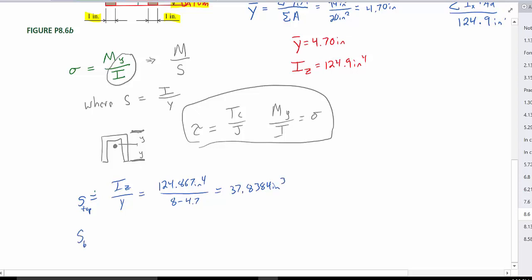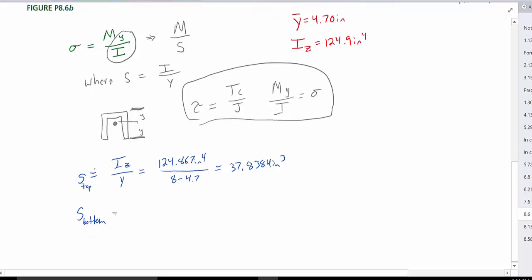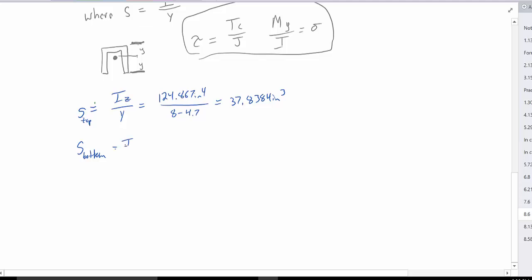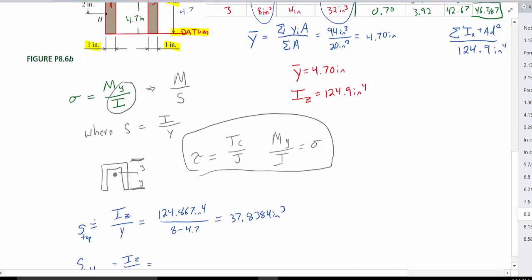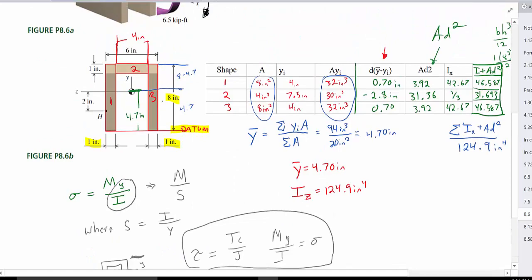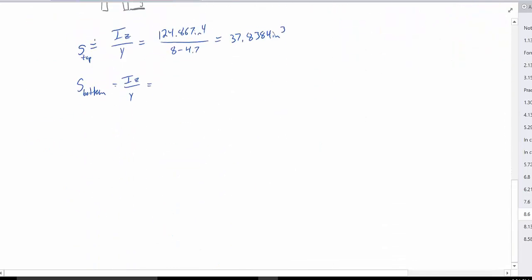And so S bottom then equals the same I sub z divided by y, but this is going to be the distance from the centroid to the bottom of the member, right? So 4.7. So 124.867 inches to the fourth divided by 4.7 inches equals 26.5674 inches cubed.